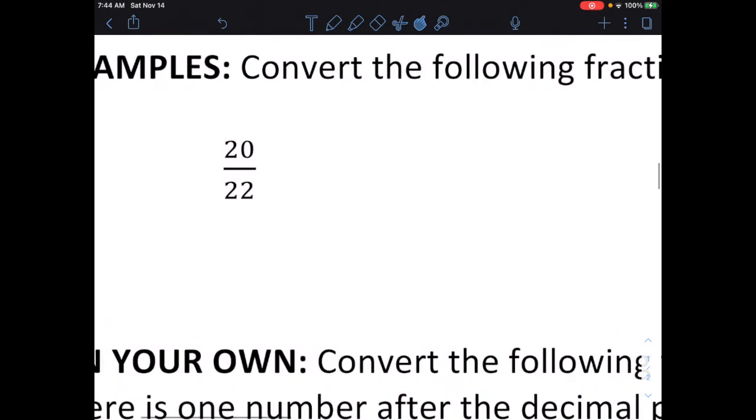If we look at this first example, we have 20 divided by 22. And if we type that into a calculator, 20 divided by 22 ends up being 0.9090, and the 90 just keeps going.